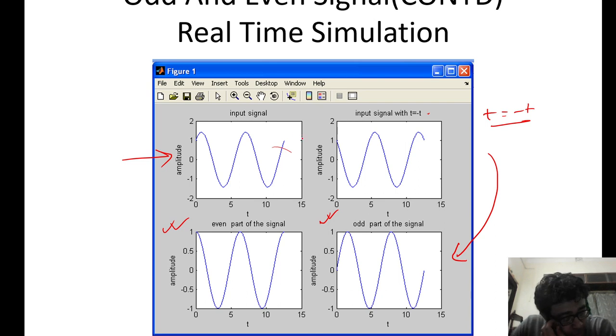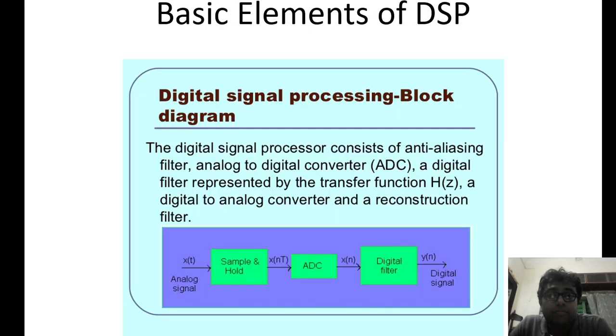Okay. So let's go to the next topic that we are going to discuss right now, which is nothing but the basic elements of DSP. The digital signal processing block diagram is given as follows: the digital signal processor consists of an anti-aliasing filter, an analog to digital converter, a digital filter represented by the transfer function H(z), a digital to analog converter, and a reconstruction filter. There are a few terms that we haven't discussed.